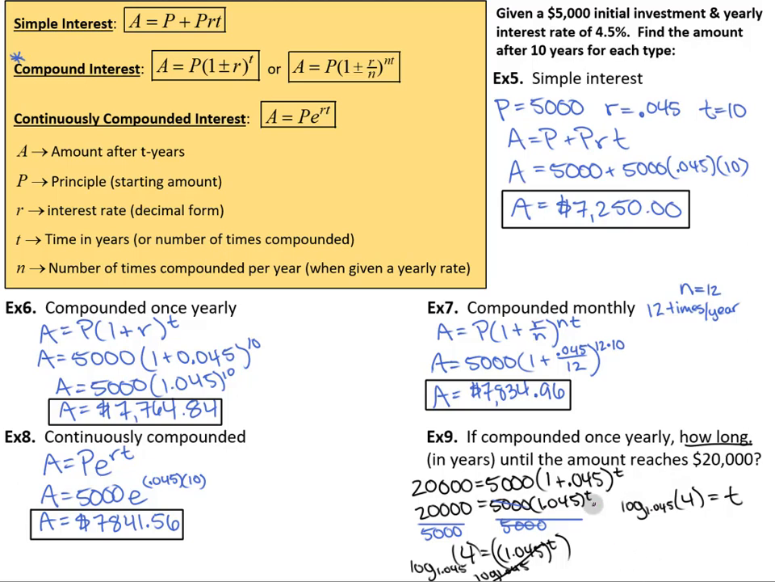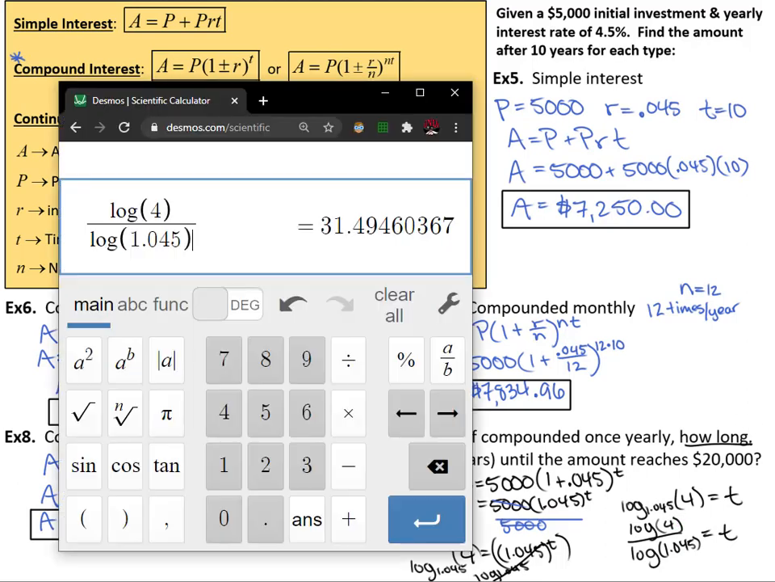And now we got to go to our calculator. But my calculator doesn't do this base, so we need to use the change of base formula. Now you can use any base you want, log or natural log here. It doesn't matter, they will give you the same ratio. But remember to put the base in the bottom here. So this is going to be equal to t. Let's go to the calculator. All right, here we go. Log of 4 over log of 1.045 is about 31, and let's go ahead and say about a half. How long in years is it going to take? About 31 and a half years.